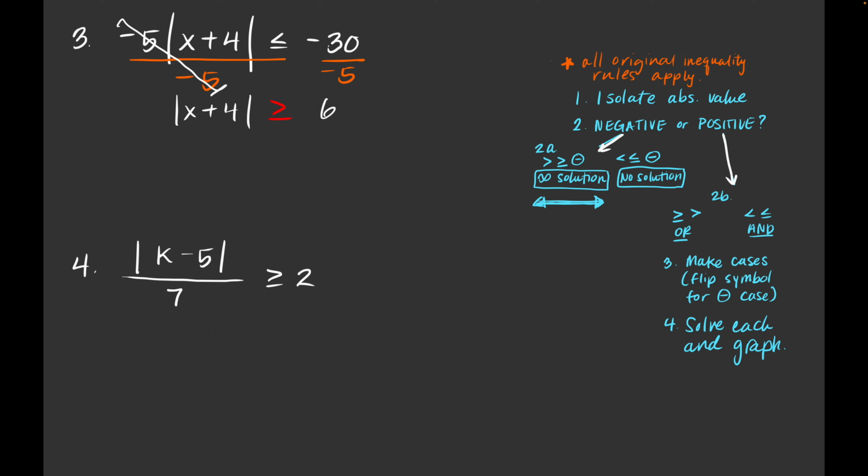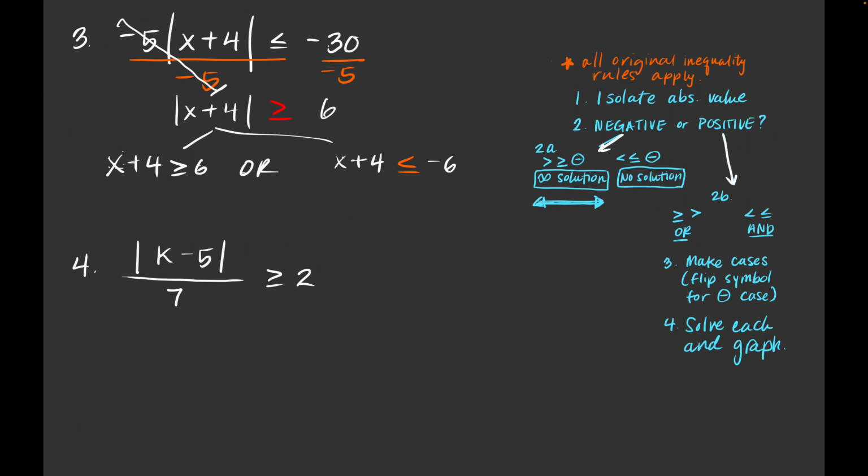This is looking really good. I have this. I'm going to make our two cases. We know that this is going to be an OR question because it matches my OR inequalities. So my OR question, I have x plus 4 is greater than or equal to 6. And my second case is going to be x plus 4 is the negative version of 6. That means I'm going to switch my sign.